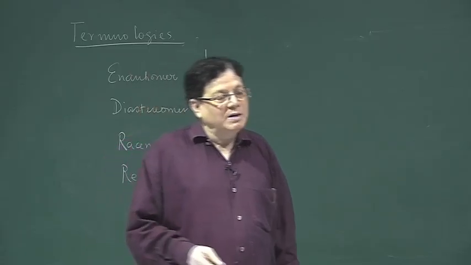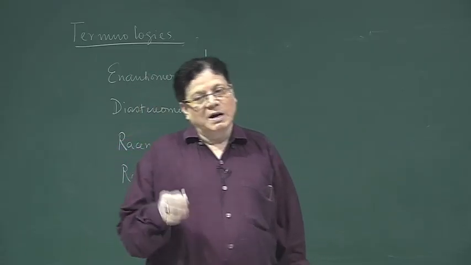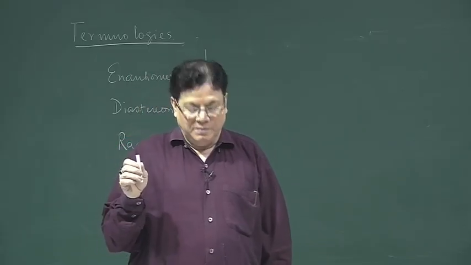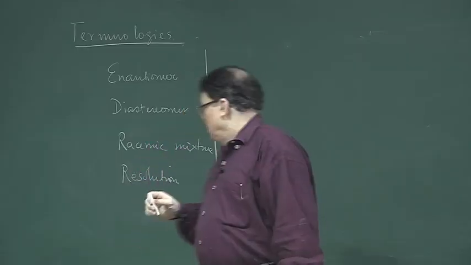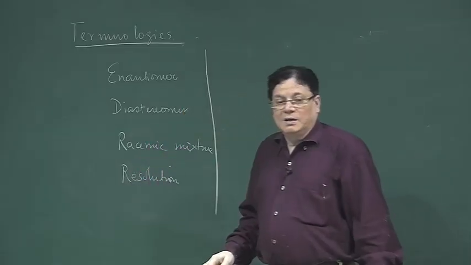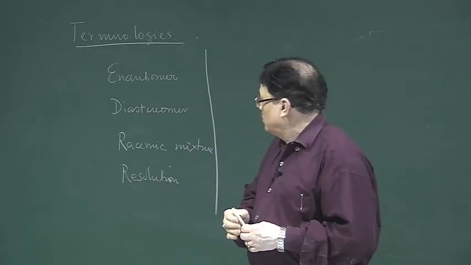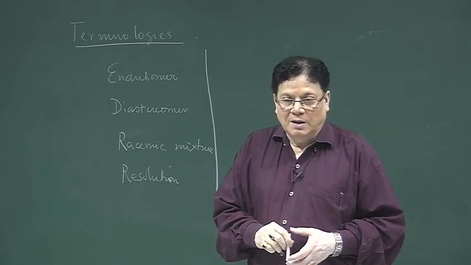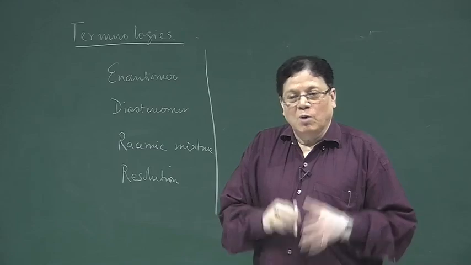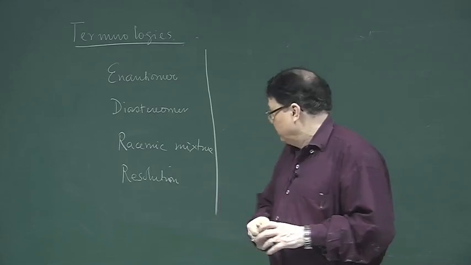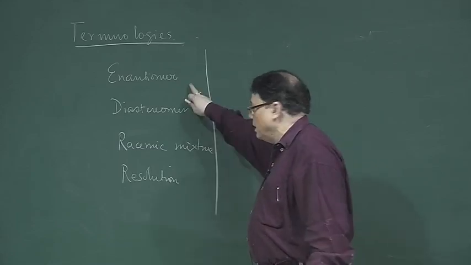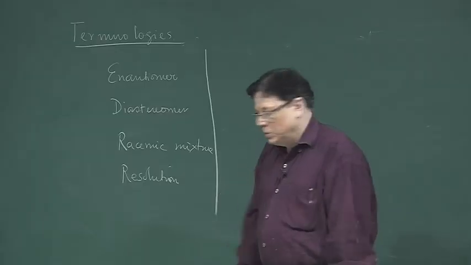Now, what about the chirality of diastereomers? They may be chiral or they may be achiral, both. Racemic mixture: it is a 50-50 mixture, or 1:1 mixture, of the two enantiomers, of the pair of enantiomers.